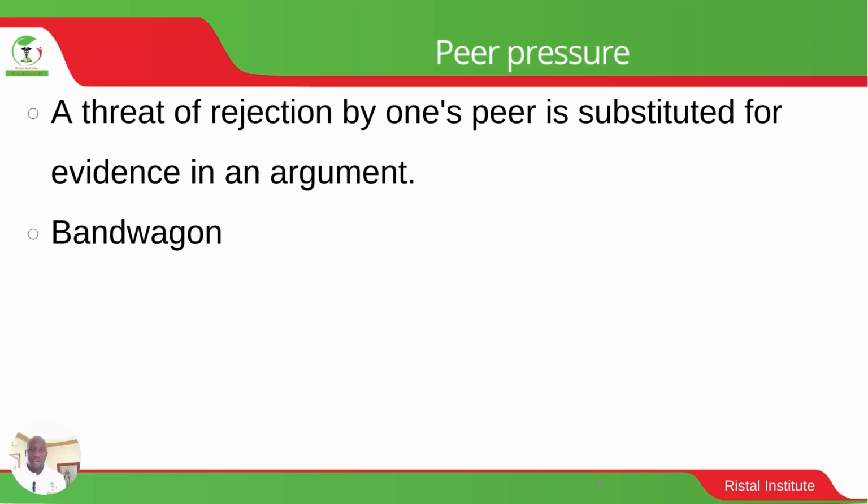Peer pressure. As a group, you have a position that you're taking, and you're saying that if you don't agree with us, then you get out of our group. So rejection from the group is the reason for why you're saying the person should support you. That is not good enough evidence. It's not actually evidence. It's a threat. It's a threat of rejection. So this is what you call bandwagon.